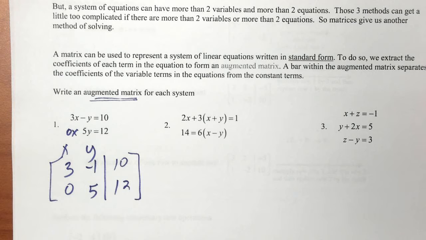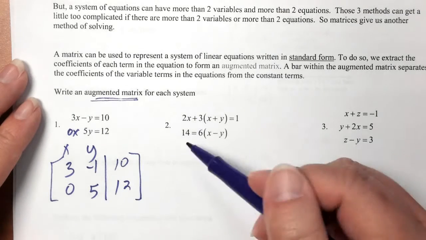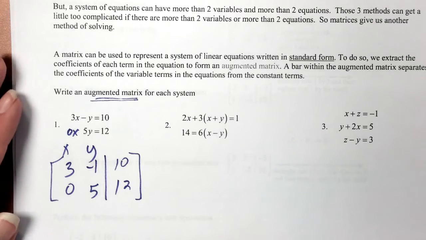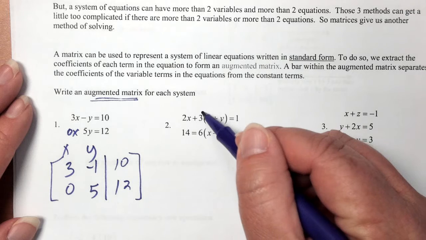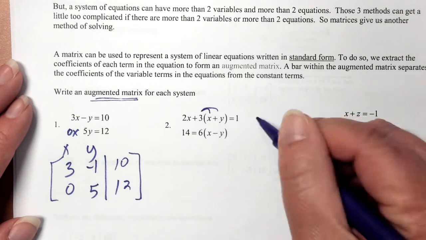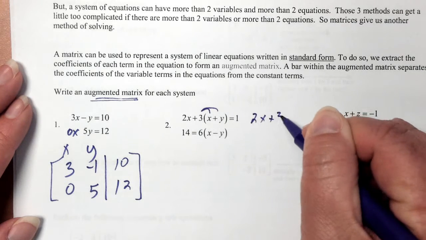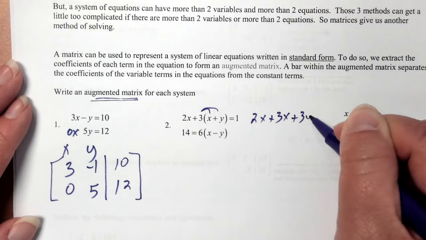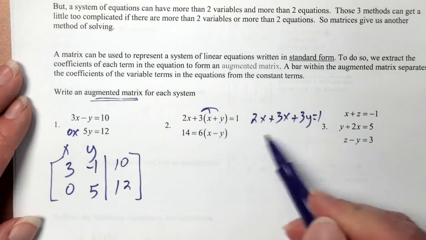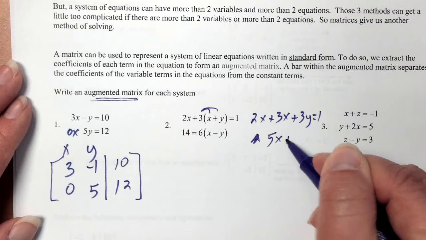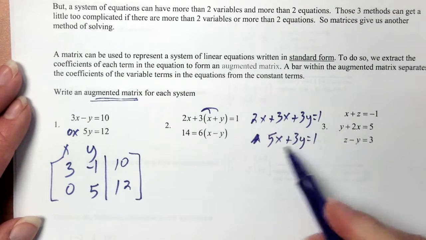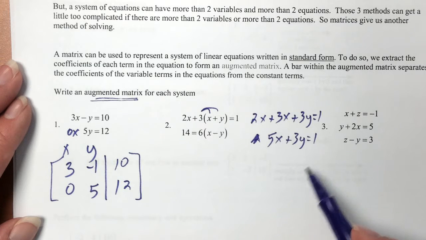On number 2, it's not ready to type in yet because it doesn't have the x's lined up, the y's lined up, the equals, and then the constants. So we're going to have to do a little manipulation to this equation here. So I would distribute my 3. I'd have 2x plus 3x plus 3y equals 1. Combine all the like terms, and we'd have, let's see, 2x and 3x is 5x plus 3y equals 1. So that's the format we want, x, y, equals and a number.